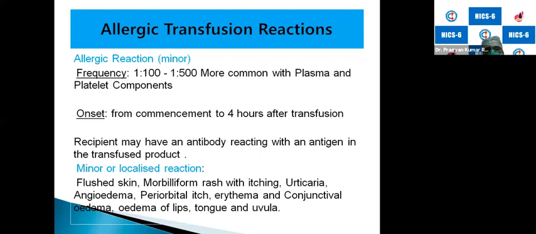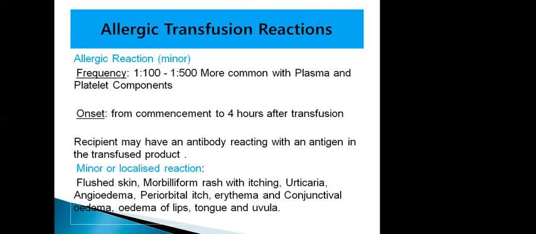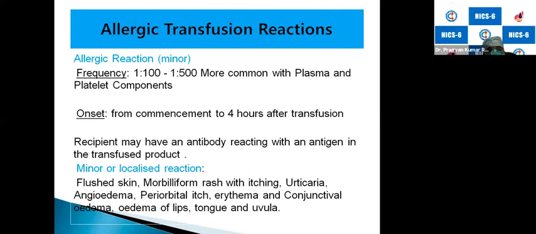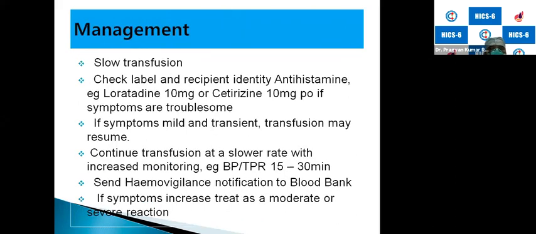There are 3 types of reaction: minor or a little bit severe. We'll talk about minor first. It is more common with plasma and platelet components rather than PRBC. Flushed skin, rashes, urticaria we see, angioedema, periorbital itch, erythema, conjunctival edema, edema of the lips, tongue and uvula. These things we usually see.